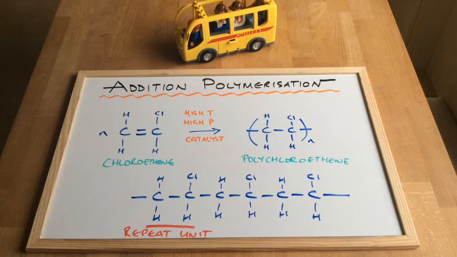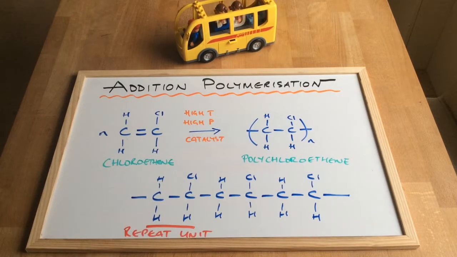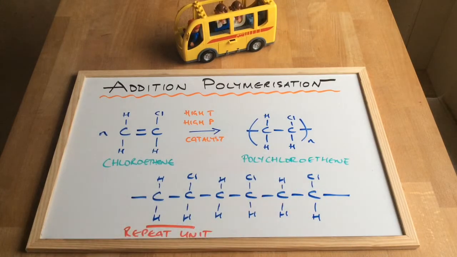Sometimes you might think that because you've created a saturated molecule, so this is saturated because we've lost the carbon-carbon double bond, should that not reflect that in its name and be called polychloroethane? Basically, this name just means many chloroethenes have been added together. So the ethene part stays.